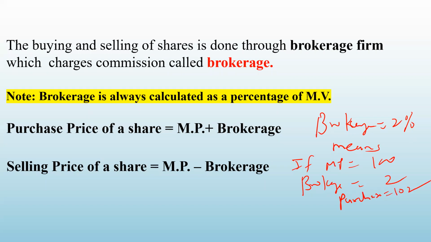Similarly, if you are selling the shares and paying this much brokerage, 2%, what will be the selling price of that? Market price is 100, and the brokerage is 2. So when you sell, you are not going to get the entire 100 rupees in your hand. You will get after subtracting the brokerage. So 2 rupees you have paid brokerage, so selling price will be 98. So while purchasing, you are adding the brokerage, so 102 will become the cost of that share. And while selling, you will not get all of 100 rupees. From that, brokerage will be removed and you will get 98 rupees. Okay.